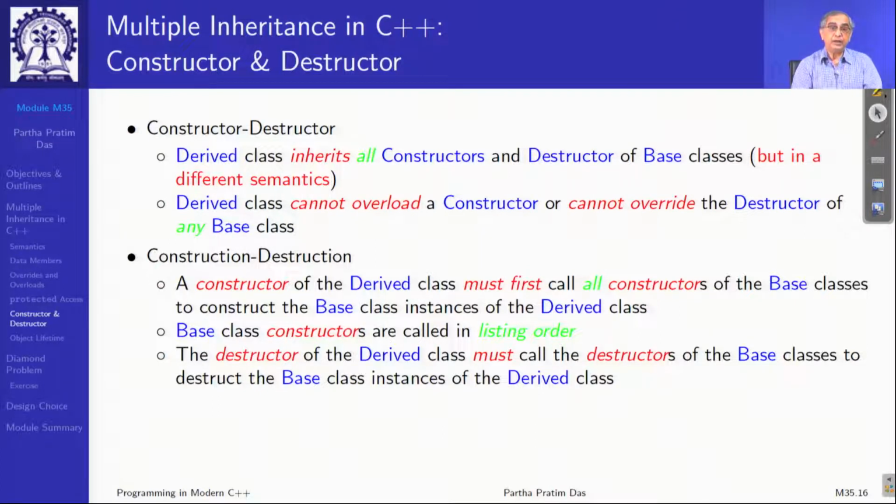In the process, the constructor of the derived class must first call all constructors of all base classes to create the base class instances, and then the derived class instance will be created. They will be called in the listing order I mentioned, and the destructors will be called in the reverse order of construction.